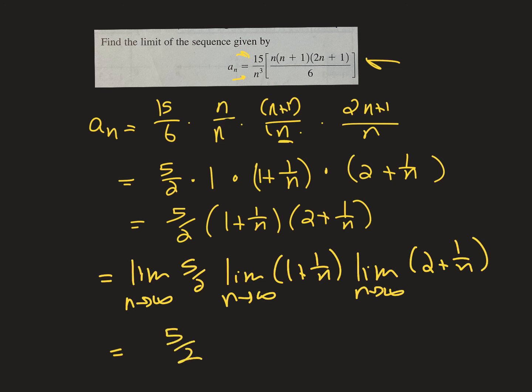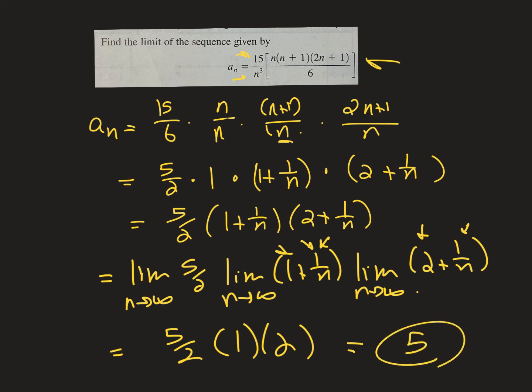All right, the second one, remember, when you see the limit of 1 plus 1 over n, technically you could break that up and do the limit of 1 plus the limit of 1 over n. And because it's 1 over n, that's 0. 1 plus 0 is 1. Same thing here. The limit of 2 is just 2. The limit of 1 over n would be 0. 2 plus 0 is 2. So my final limit is going to be 5 halves times 1 times 2, which is 5.